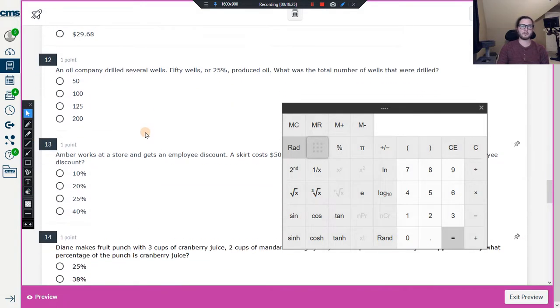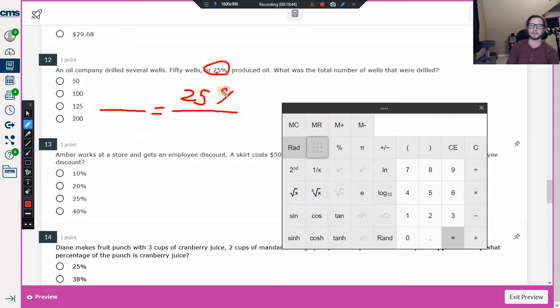Moving on to number 12. An oil company drilled several wells. 50 wells, or 25% of the wells, produced oil. What was the total number of wells that were drilled? So again, they gave us a percent, 25%. We already know it's out of 100. And they told us that 50 wells, or 25%, produced oil, and they're asking what the total was.